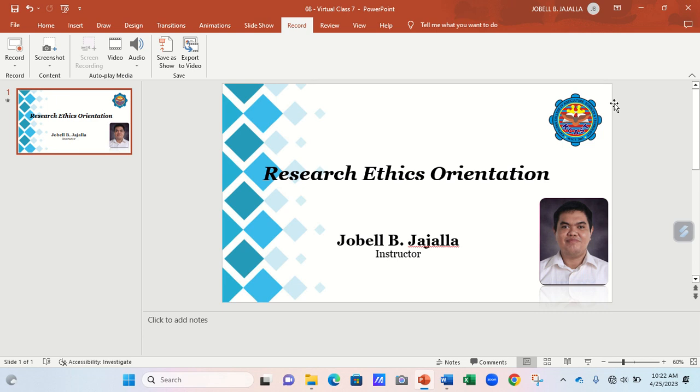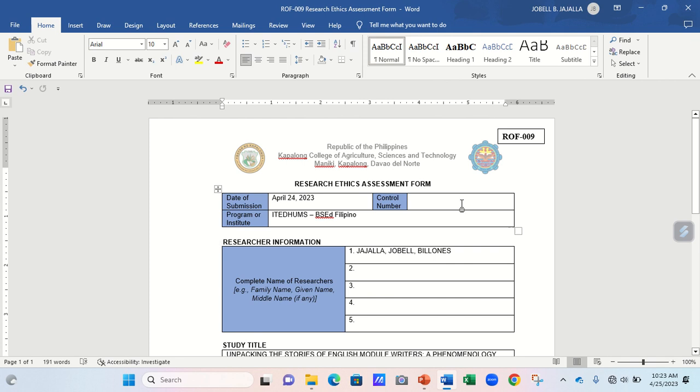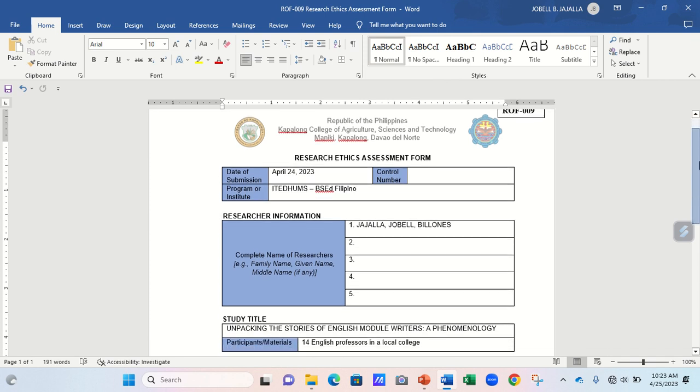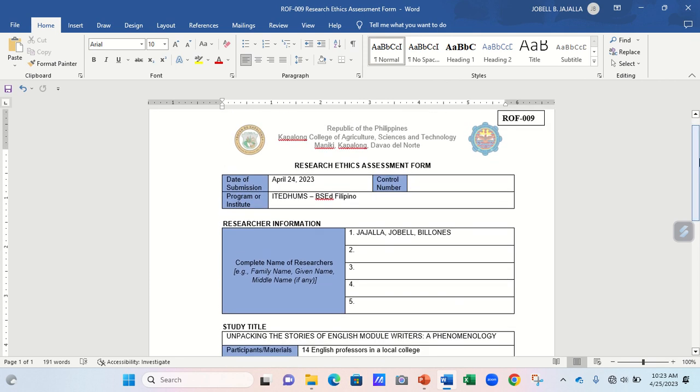Hi again to everyone, and welcome to our second part of the orientation. So in this part now, we will proceed with quantitative research on how you will be adhering to the ethical guidelines and compliance items. So we'll return once again to the research ethics assessment form. So you will be filling out the same fields, no?